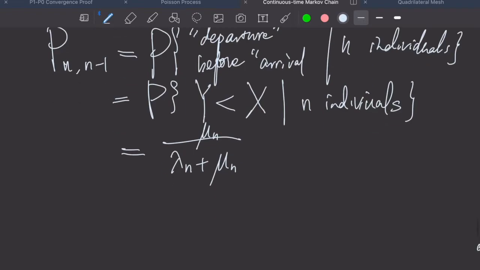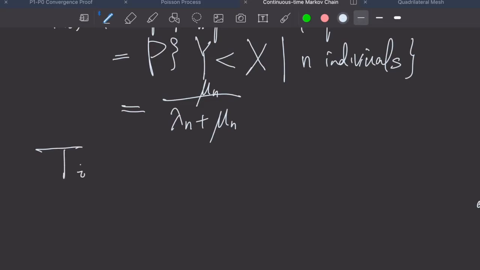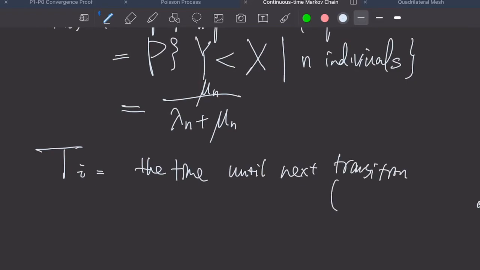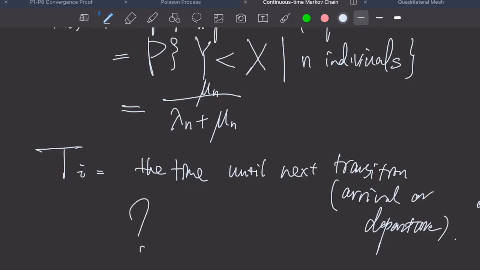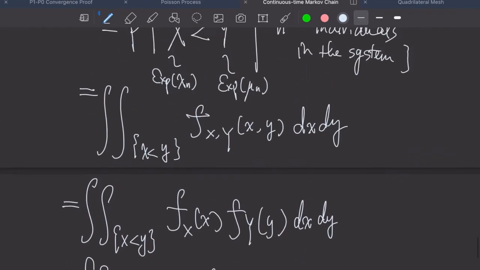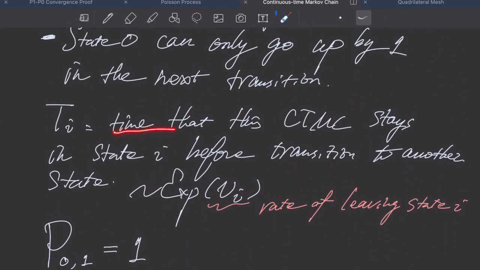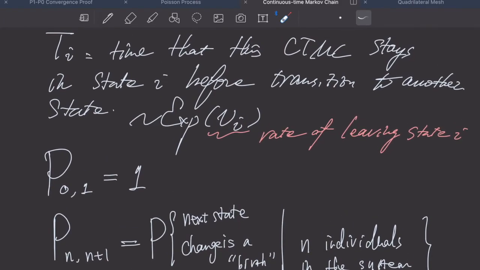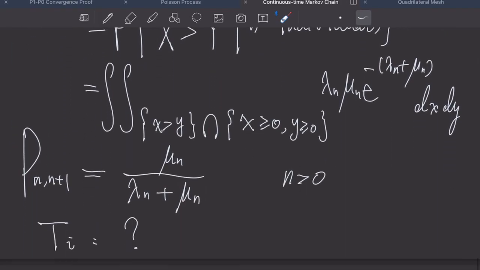Okay, and last we would like to ask what is the distribution of t i, which is the time until our next transition, no matter whether this transition is an arrival or a departure. Let's recall that t i is the time that this continuous Markov chain stays in the state i, and its rate is how often this Markov chain leaves this state i.